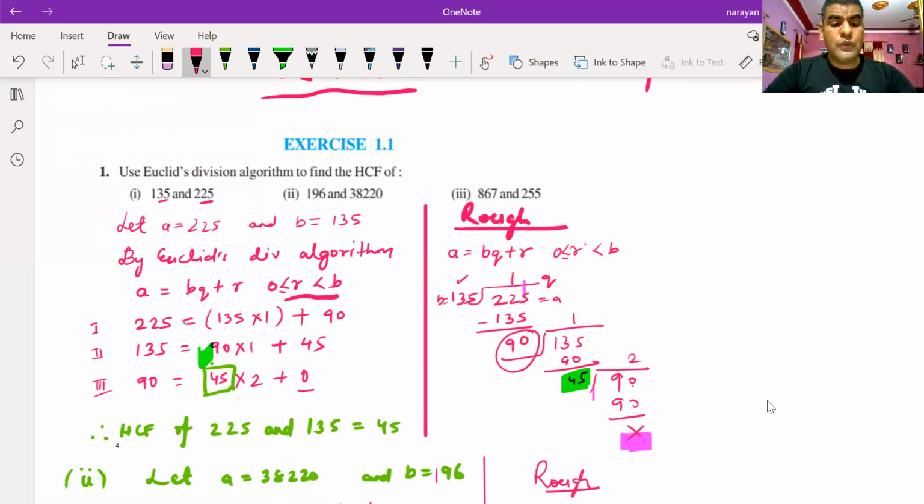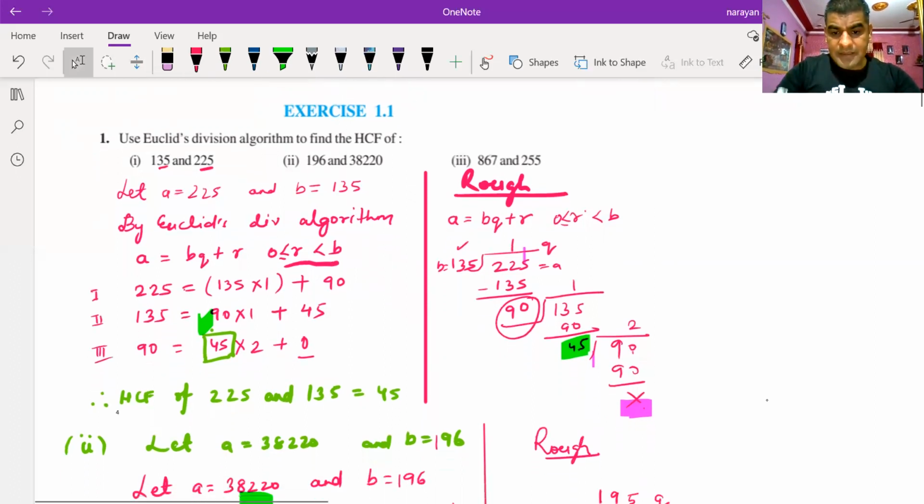Now here, we can represent 225 in terms of 135. In order to do so, we have written 225 = 135 × 1 + 90. I have shown this method in rough form also. We have taken 225 as the dividend and 135 as the divisor. 135 times 2 is 270, which is greater than 225, so we can't take it. So we take 135 × 1, and 90 is the remainder. So in the first step, you can see that 225 = 135 × 1 + 90.